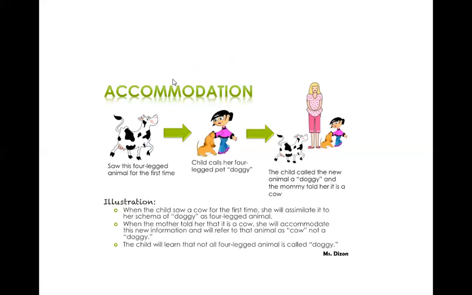But here, the mother tells her, no baby, it is not a doggy. It is a cow. So here, the mother has given her the information that this is a cow. It is larger than a doggy, and all four-legged animals are not doggies. So now you will see this is the phase of assimilation and this is the phase of accommodation, where the girl child has understood that all four-legged animals cannot be called doggies. So this is the accommodation.